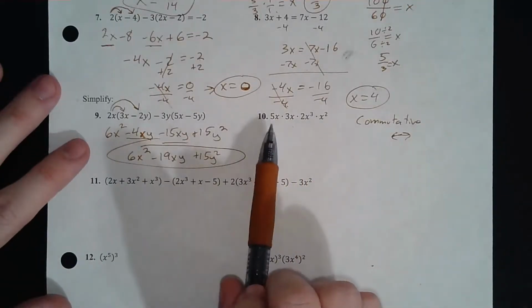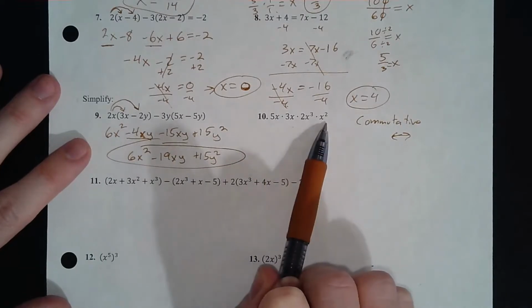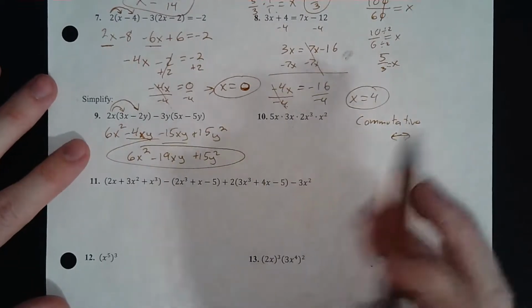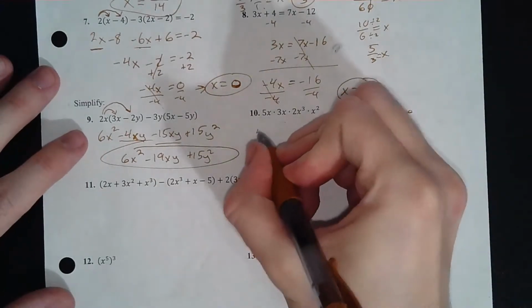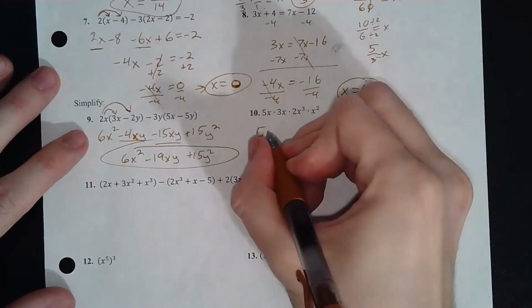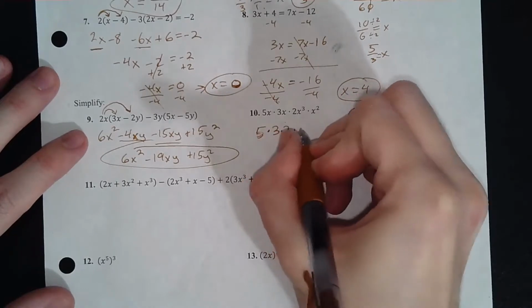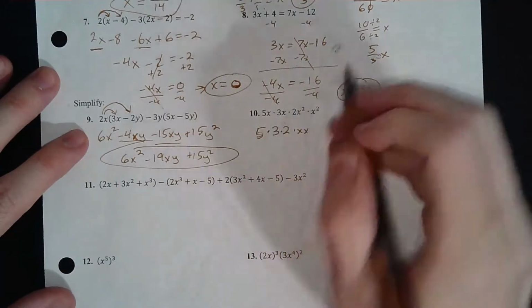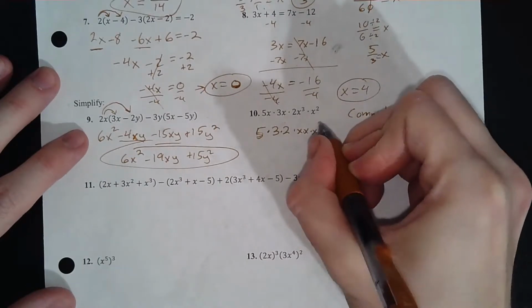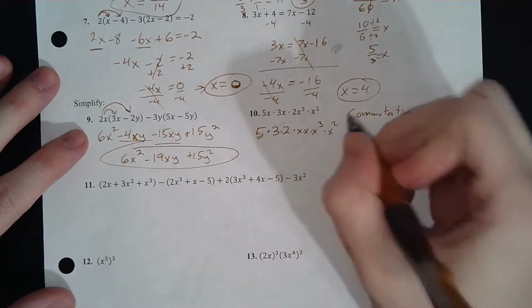So this whole thing right here, 5x, 3x, 2x cubed, x squared, you can rewrite if you wanted to. You don't actually have to write this step down. Optional, write this step. You can write this as 5 times 3 times 2 times x times x. Notice I'm just putting the 5, 3, 2 first, and now I'm doing the x and the x cubed and the x squared. Whew, all right.